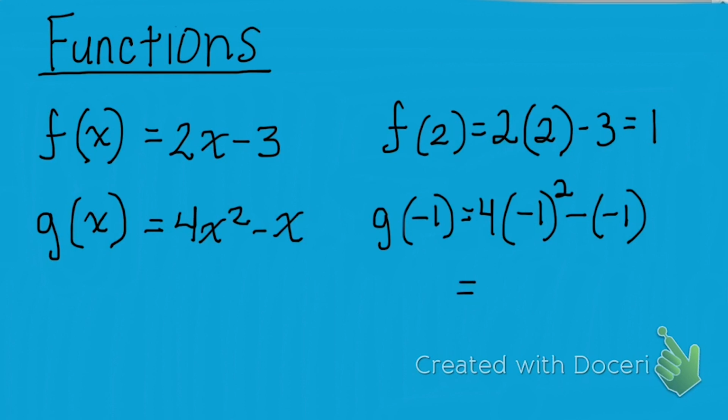So 4 - (-1) squared, of course, is +1. And I've got a 4 times 1 minus a negative 1 will be plus 1, equals 5.